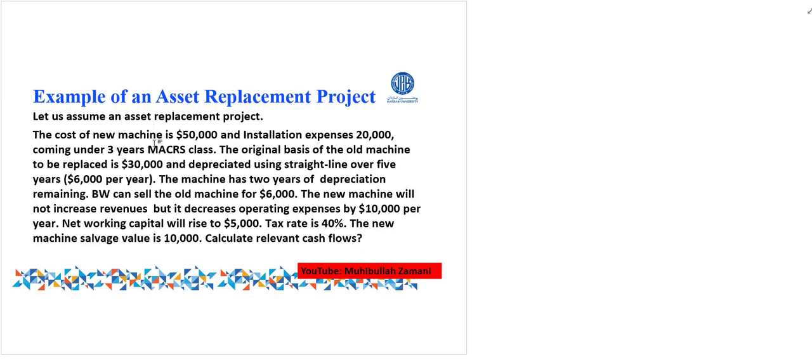I have a question here. Let me solve it. The cost of the new machine is equal to 50,000 and installation expenses equal to 20,000, and it comes under the 3-year MACRS class. So up to this point, it is just the same as the previous example. Now, next point: the original basis of the old machine. In this example, we talk about the old machine as well.